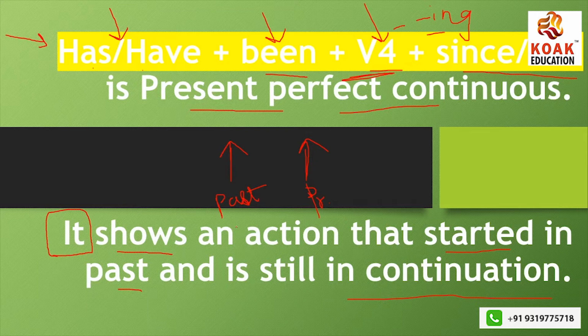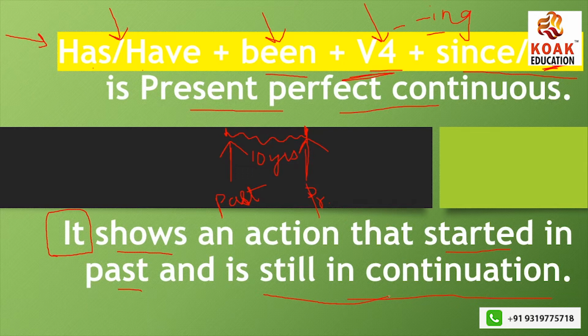Now what do I do? For example, if an action started here, went in continuation, it was continuous, and I am in the present. For 10 years something is happening. Let's say it has been 10 years that I have been teaching. So I would say, I have been teaching for 10 years. Now the moment I come here, these are 10 years, and today also I am teaching. I have not stopped, so it means the action is still in continuation.